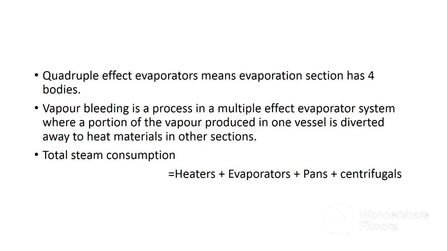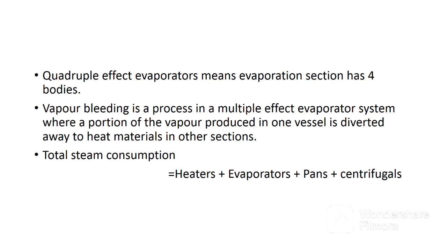Vapor bleeding is a process in a multiple effect evaporator system where a portion of the vapor produced in one vessel is diverted away to heat materials in other sections. For example, vapor from evaporator body 1 can be used to heat materials at the pan floor. So in today's case, I'm concentrating on a factory that does not divert its vapor to other sections.